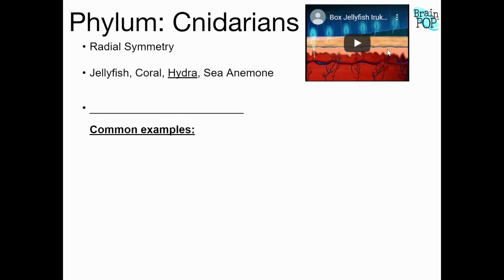Yeah, it's a circular pattern. So you could draw several lines that divide them evenly into different pieces. Examples of cnidarians are jellyfish, corals, sea anemones. One characteristic of these types of organisms is they have specialized stinging cells.